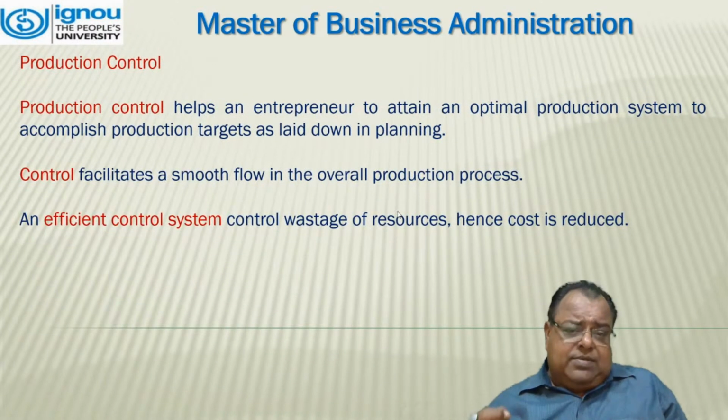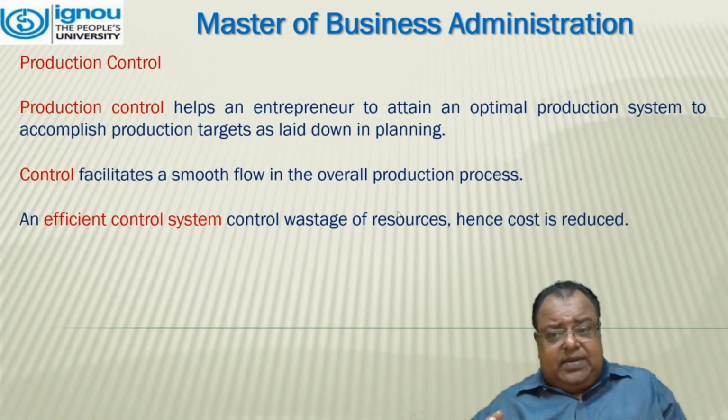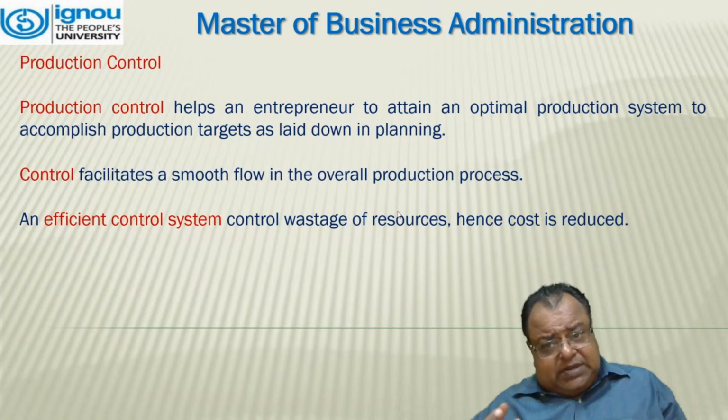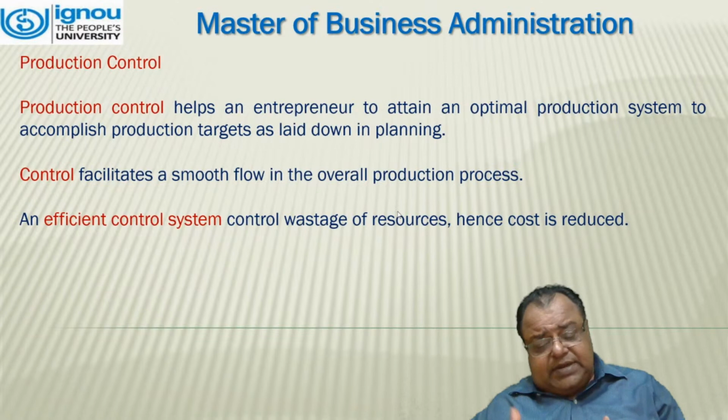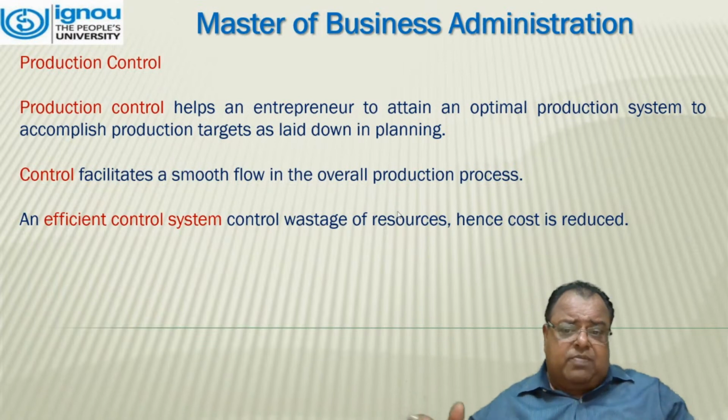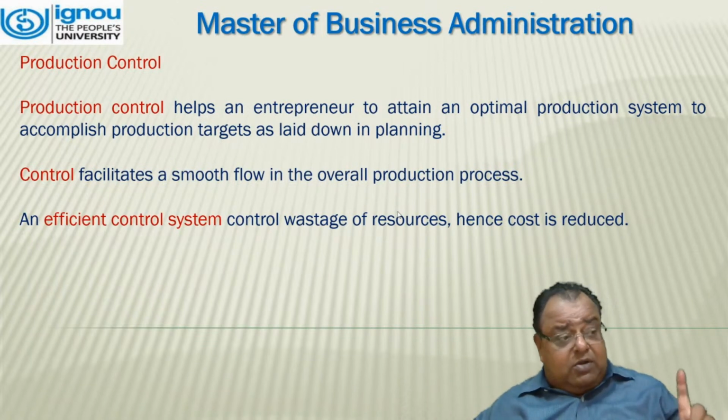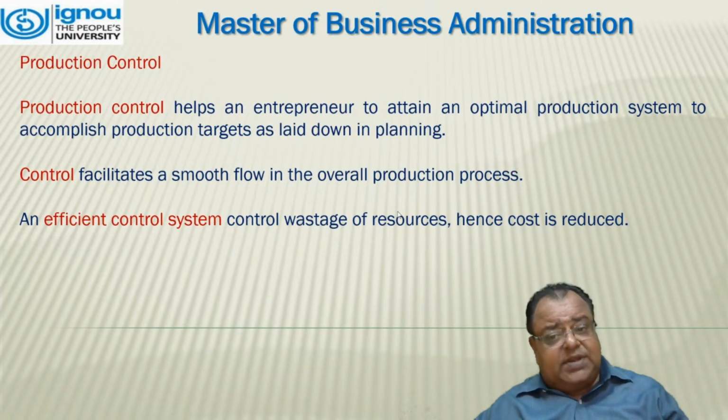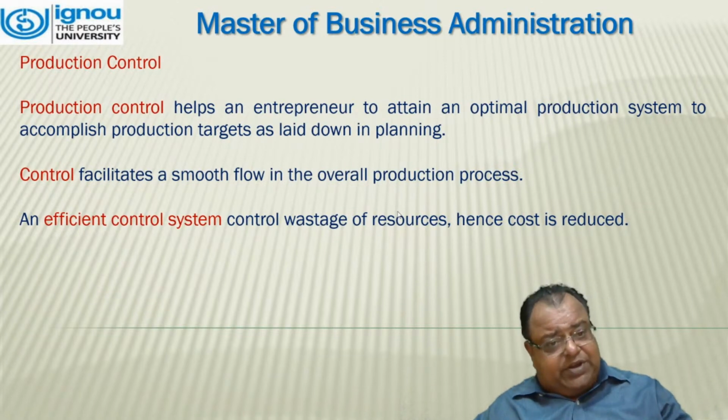Production control helps an entrepreneur to attain an optimum production system to accomplish production targets as laid down in the plan. Control facilitates a smooth flow in the overall production process. An efficient control system controls wastage of resources, hence cost is reduced.